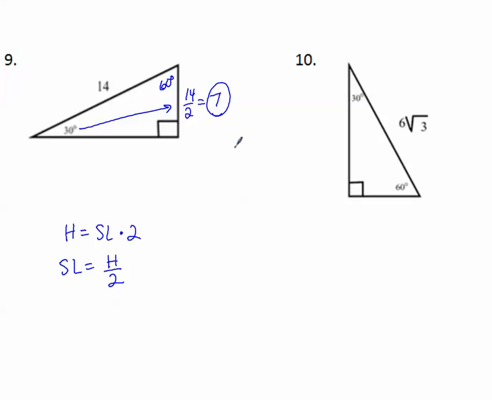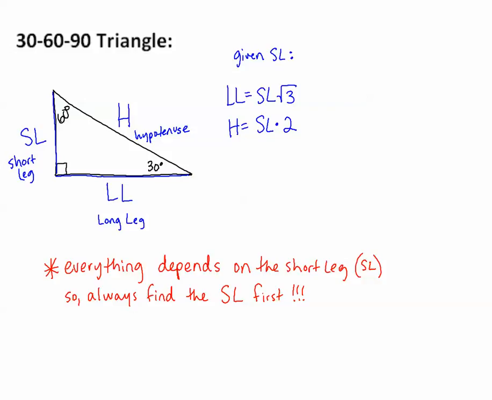7 is my short leg. Once I know my short leg, remember, everything depends on the short leg. So my long leg formula is the short leg times the square root of 3. Well, my short leg is 7, so my long leg is 7 times the square root of 3. That is it. Let's go back up and write down those formulas given what you have. So given the hypotenuse.